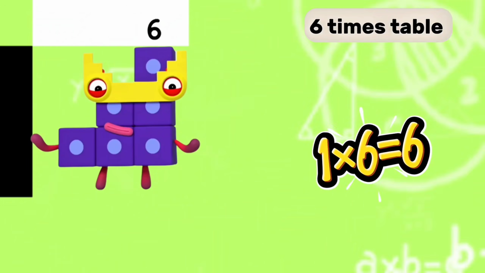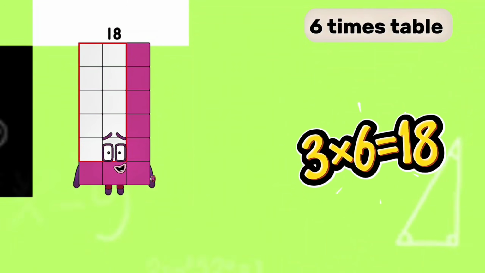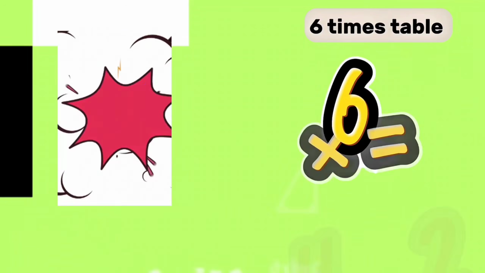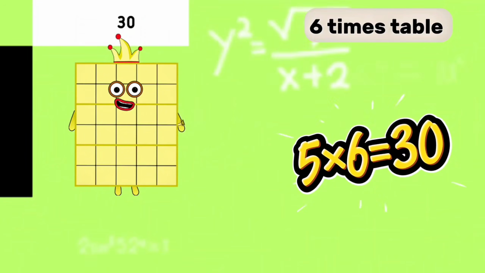1 times 6 is 6. 2 times 6 is 12. 3 times 6 is 18. 4 times 6 is 24. 5 times 6 is 30.